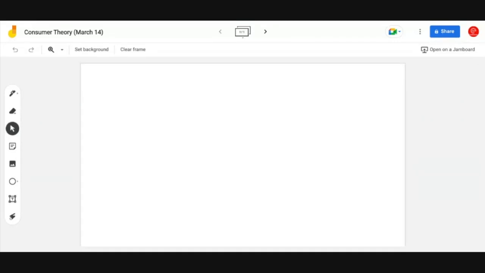Quasi-linear preferences. And we also saw the case of complementary goods. So that is something where we need to understand how the questions are being framed. Okay, is that clear?